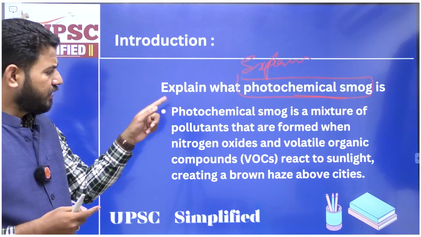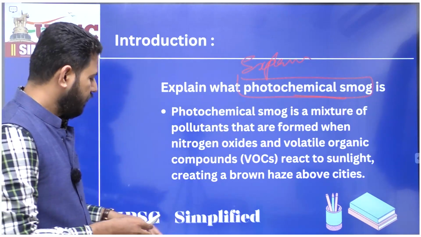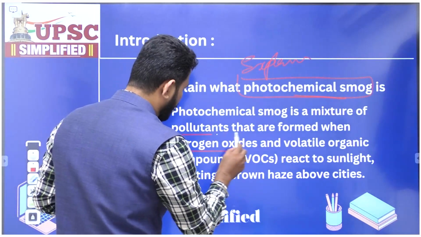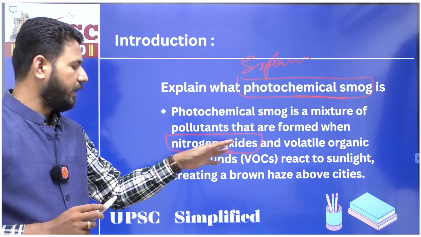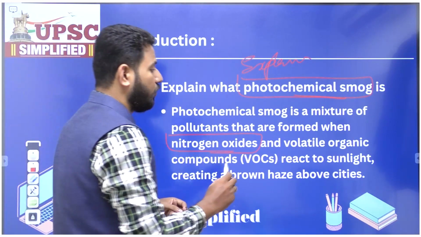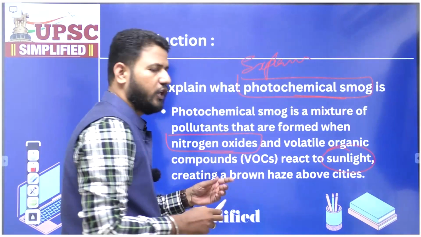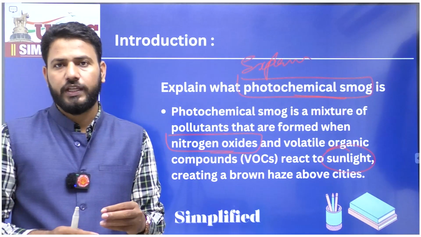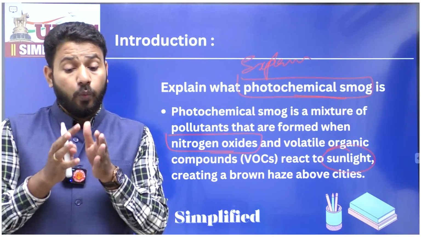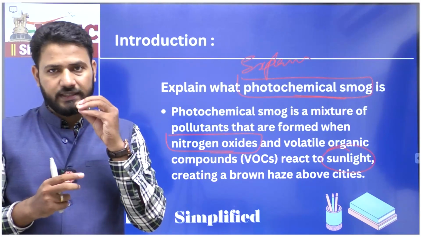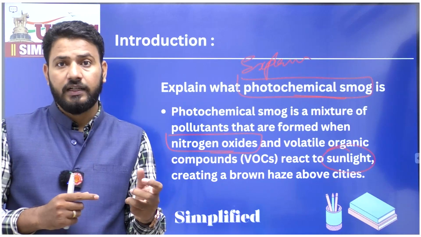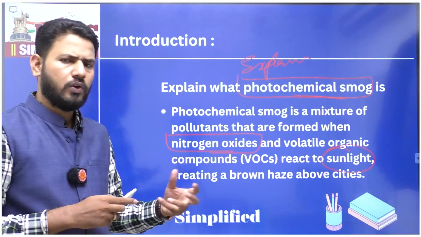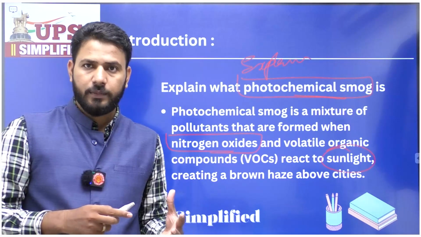It is a mixture of pollutants that are formed when nitrogen oxide, this is again important, nitrogen oxide and volatile organic compounds react with sunlight. This process is very important. So when you're explaining photochemical smog, you need to explain what actually it is. It is because of the oxides of nitrogen and its reaction with sunlight. Secondary pollutants are formed like ozone and PAN, and that leads to photochemical smog.